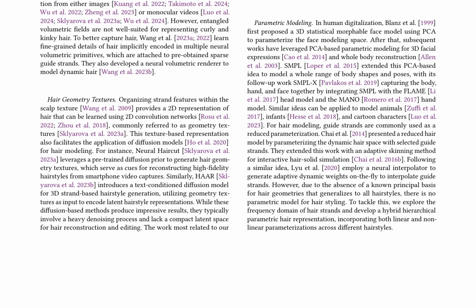obtain strand geometry. Unlike existing approaches that rely on volumetric fields, the Perm system is better suited for curly and kinky hair. It relates to HAAR-Gen, which constructed hierarchical hair latent spaces represented in the scalp texture space, but offers independent control over global hair shape and local strand details through its hybrid hierarchical parametric hair representation. This approach has applications in various fields, including human digitalization, 3D facial expressions, whole body reconstruction, and animal modeling.